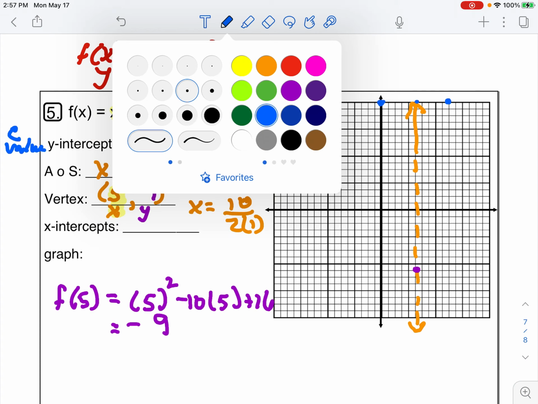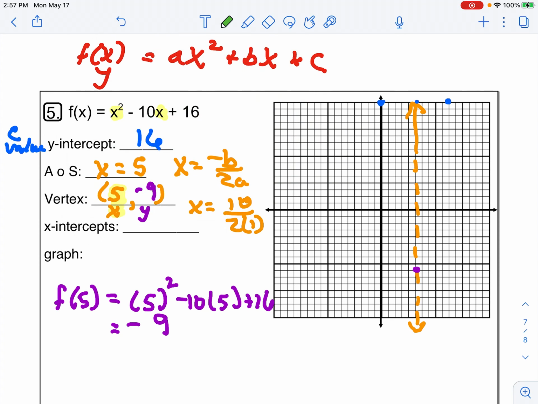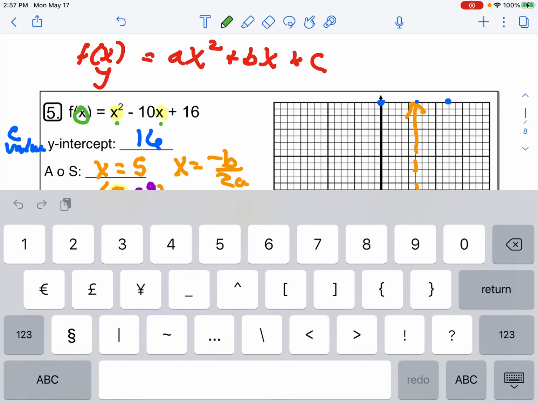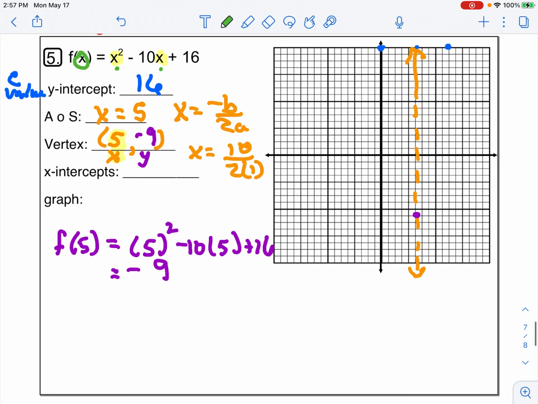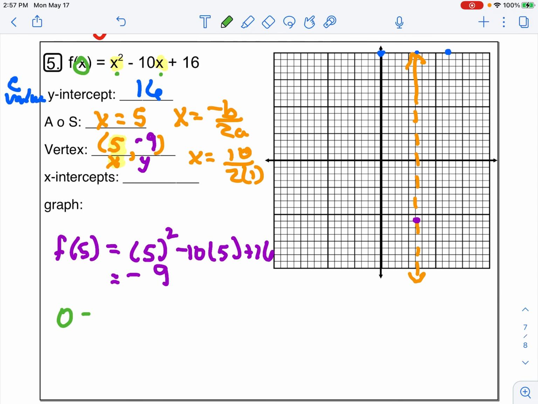So that's where the x-intercepts come in. The x-intercepts are the values of x right here when the y equals 0. So I am going to put 0 in for my y, or my function, and set it equal to x squared minus 10x plus 16. I'm going to factor it. That means I'm going to find two things that multiply together to equal x squared minus 10x plus 16.